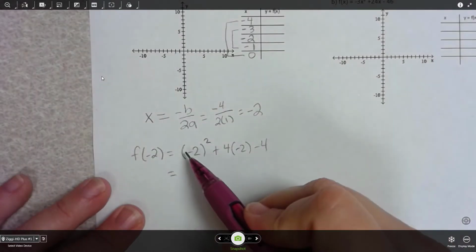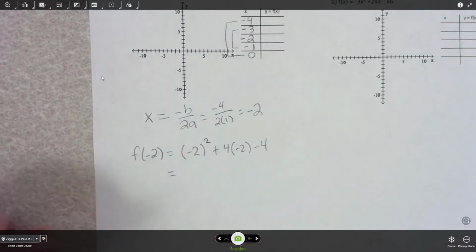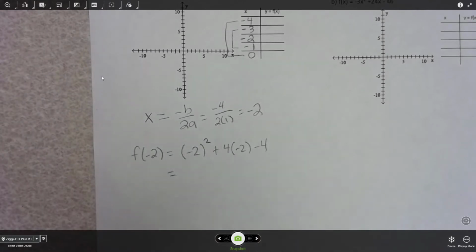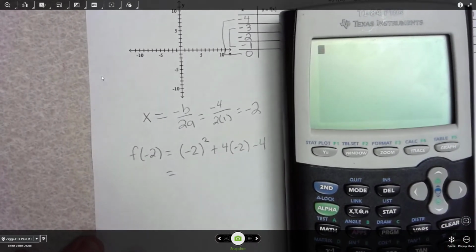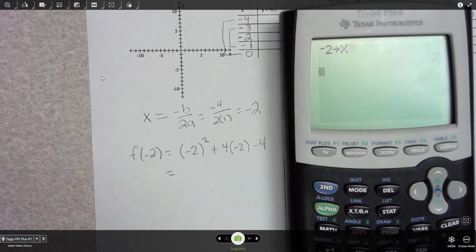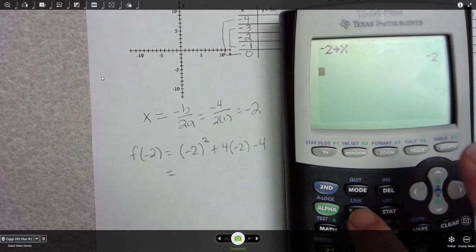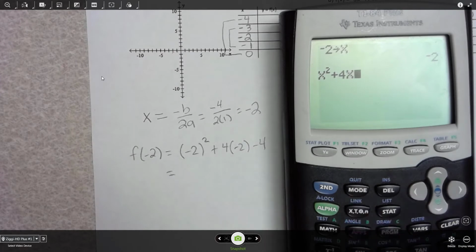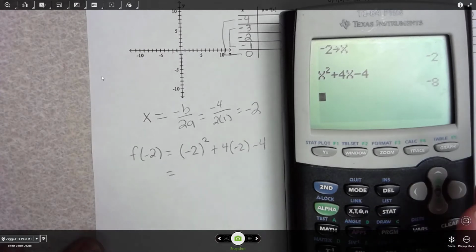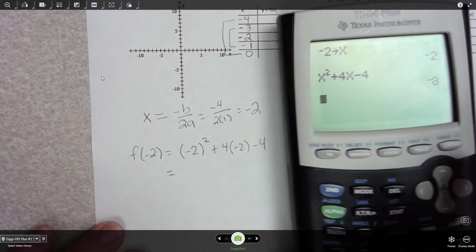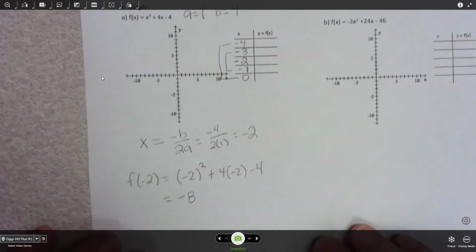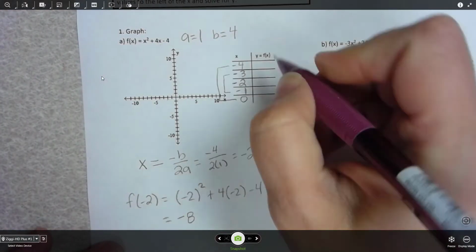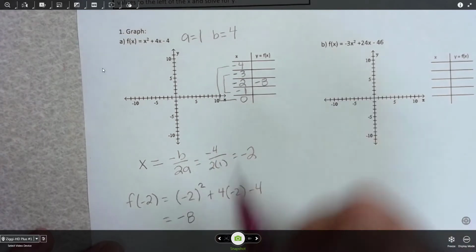Alright, remember if it's a negative, you want to go ahead and put it in parentheses, or you can just store the information in your calculator and let your calculator handle those negatives, and it knows how to handle them correctly. So you may just say -2 and store it in x. Alright, and then just type in your function x squared plus 4x minus 4. And that would give me a value of -8. Alright, so when x is -2, my y is -8.